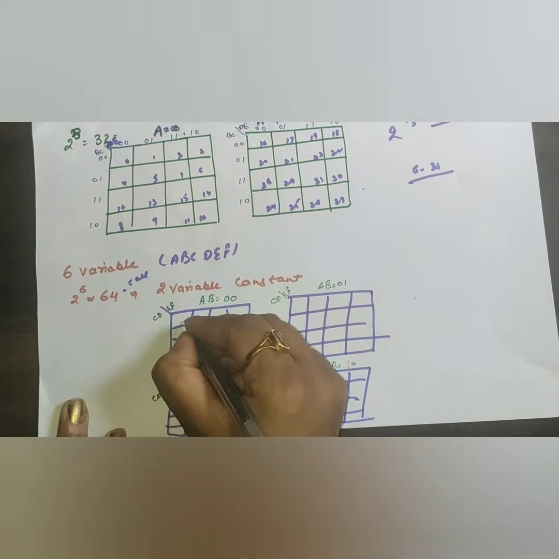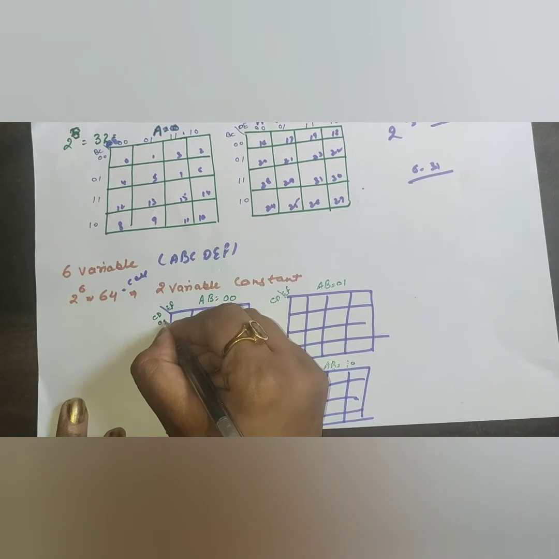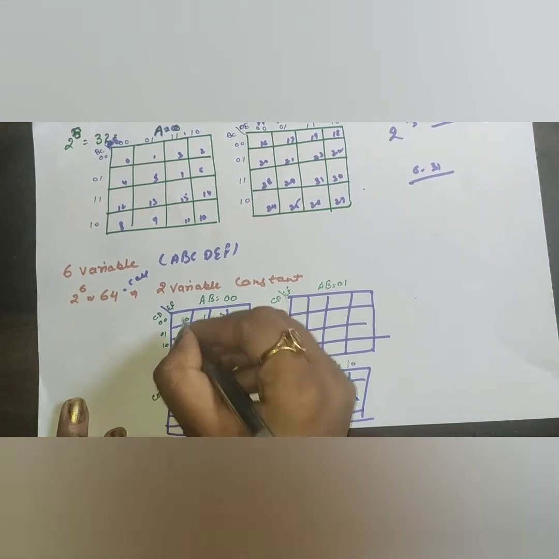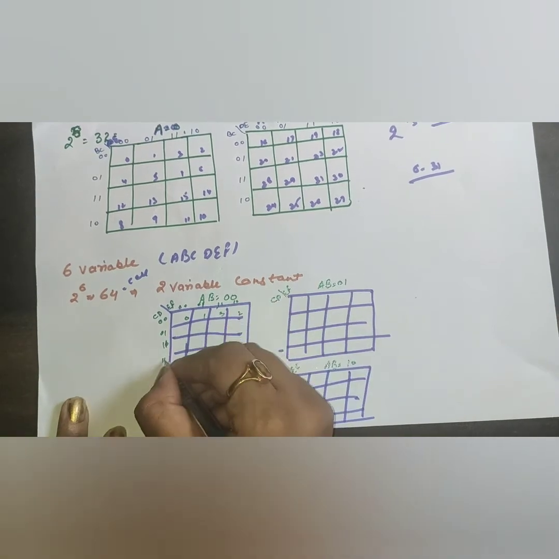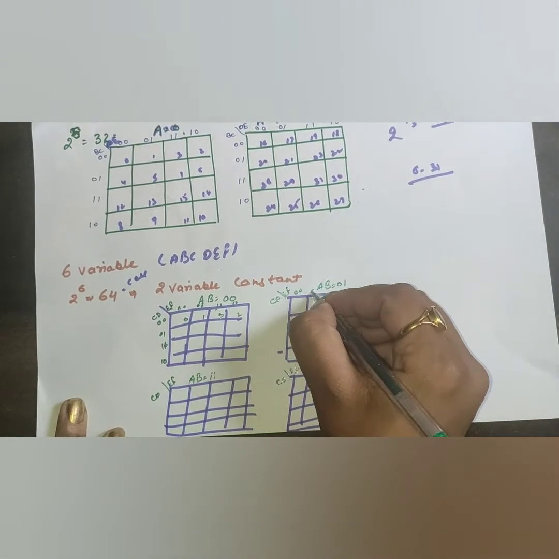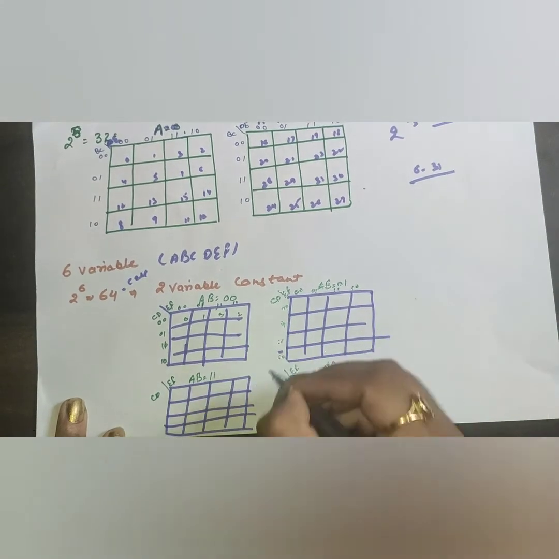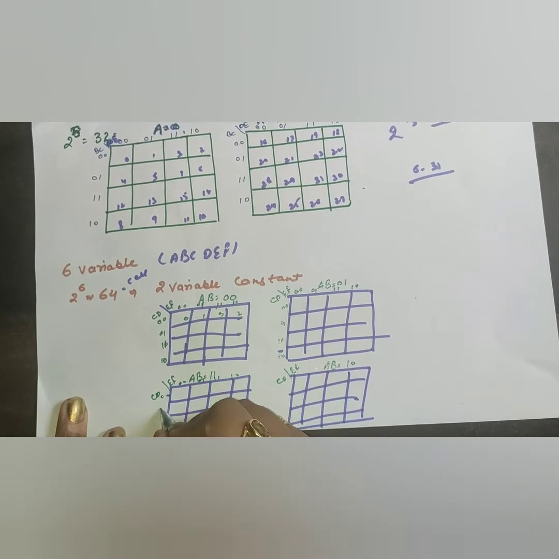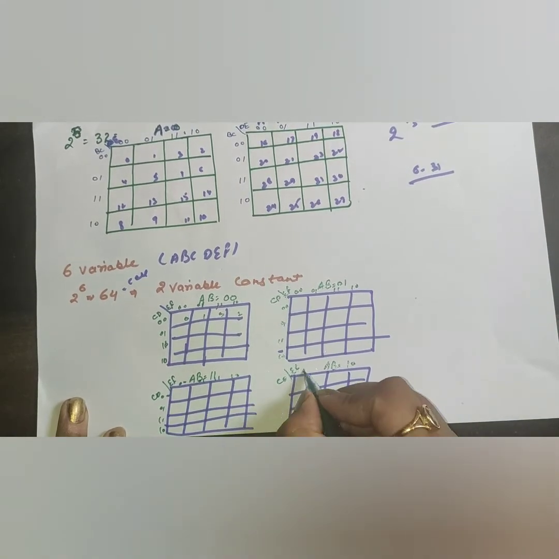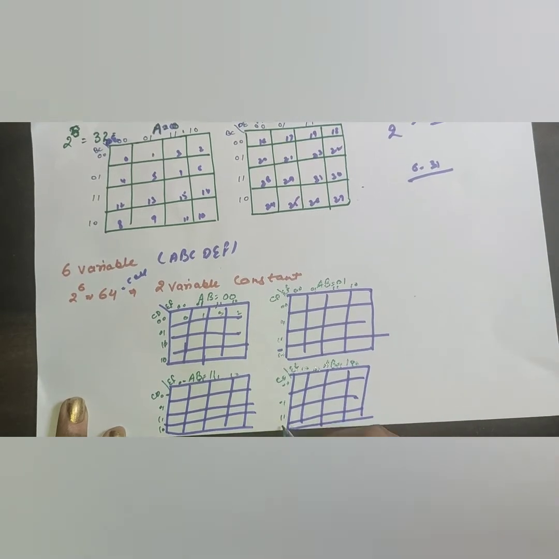So this will be 0, 1, 2, 3 because the conditions are 0, 0, 0, 1, 1, 0, 1, 1, 0, 0, 0, 1, 1, 1, 1, 0, sorry, 1, 1, 1, 0, 0, 0, 0, 1, 1, 1, 1, 0, 0, 0, 0, 1, 1, 1, 1, 0, 0, 0, 0, 1, 1, 1, 1, 0, 0, 0, 0, 1, 1, 1, 1, 0.